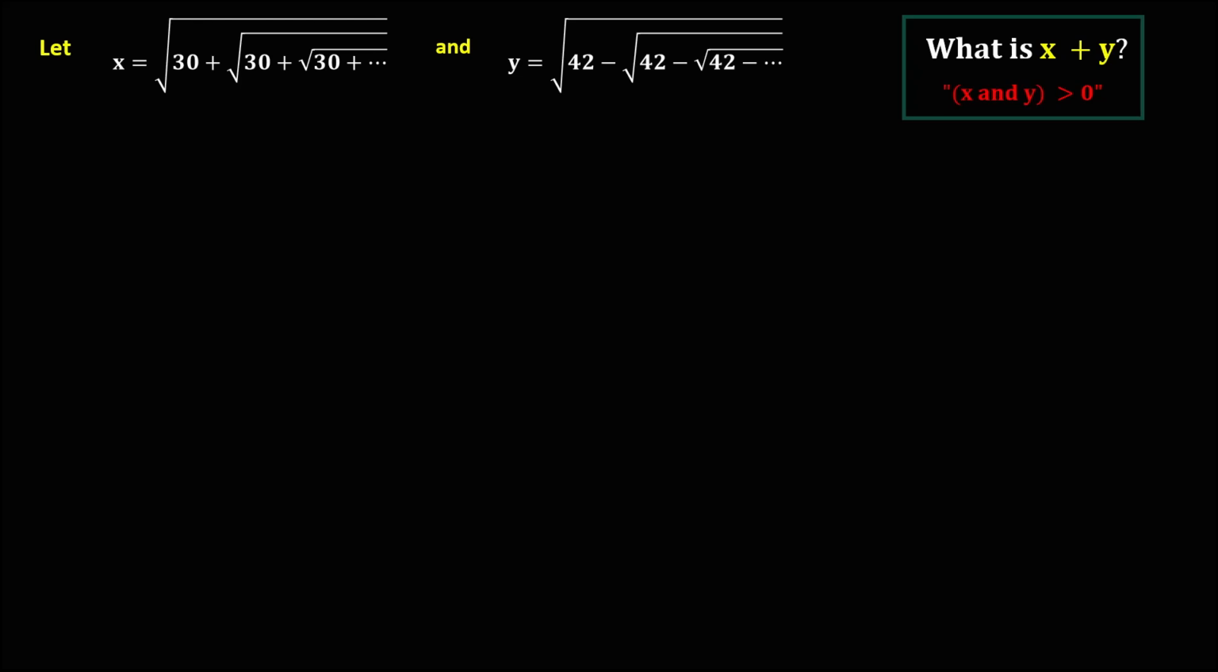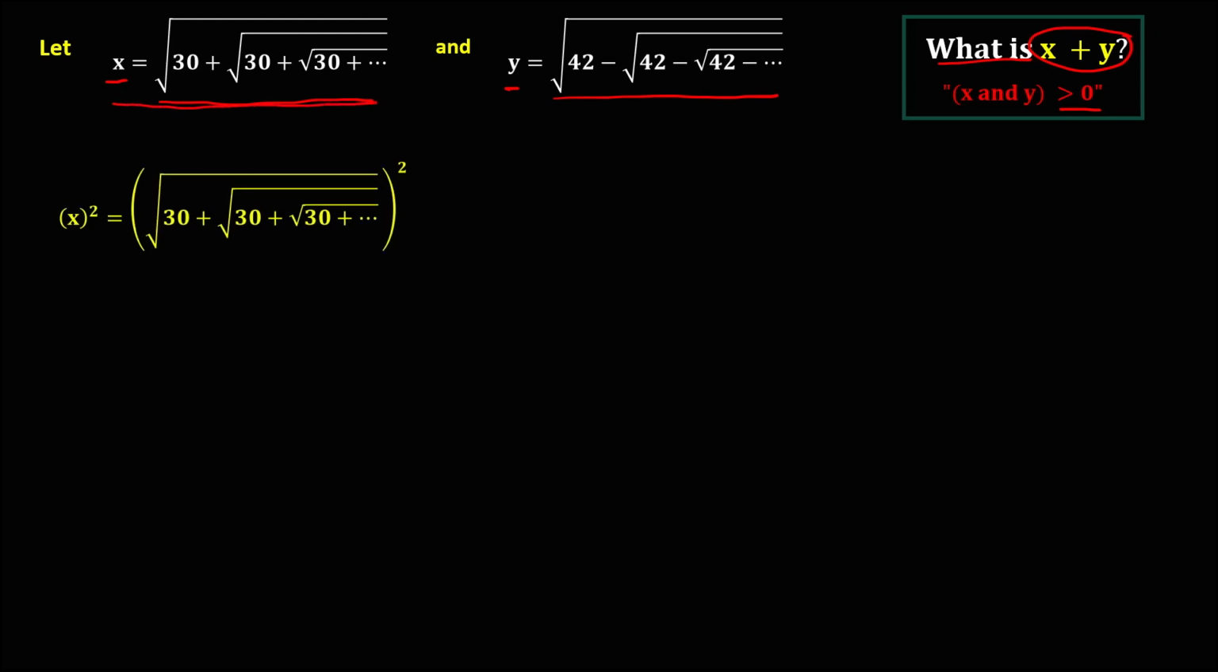So let's solve this problem. We have this given: let x equal this radical and y equal this radical. Then what is the value of x plus y? And x and y must be greater than 0. So from this given, if we square both sides, then we can cancel this radical.